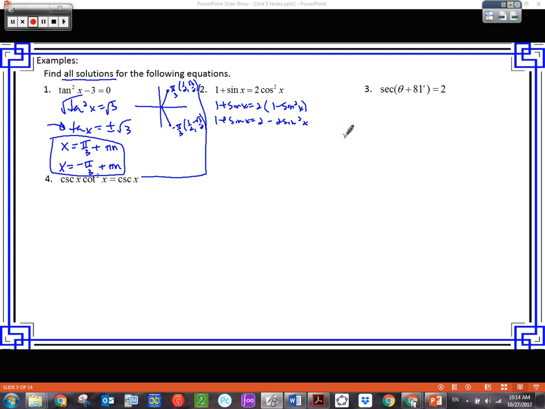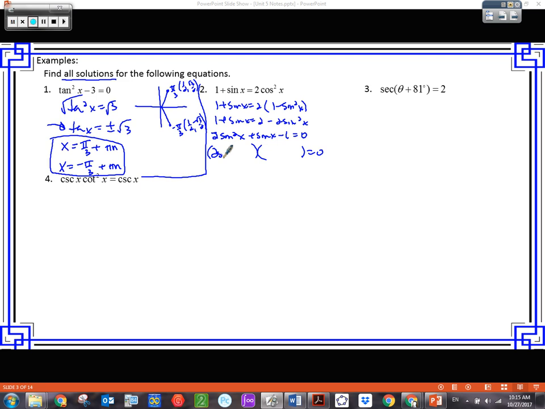When I factor, I actually prefer for my leading term to be positive. So I would move these terms to the left. You certainly don't have to. You can do whatever you want, but I'm going to move these terms to the left. And that would give me a positive 2 sine squared x, and then plus sine x. When I move the 2 over, it'll be negative, right? Negative 2 plus 1 is negative 1. So now I'm ready to factor.